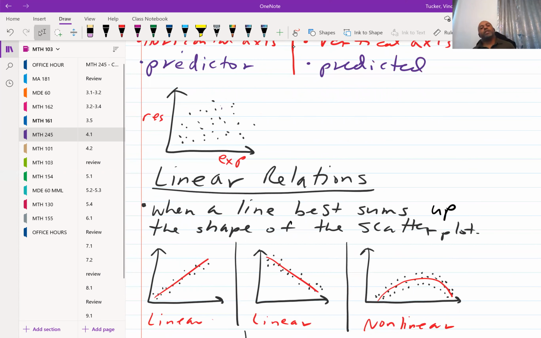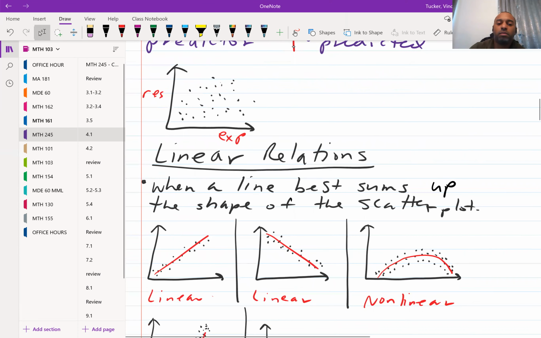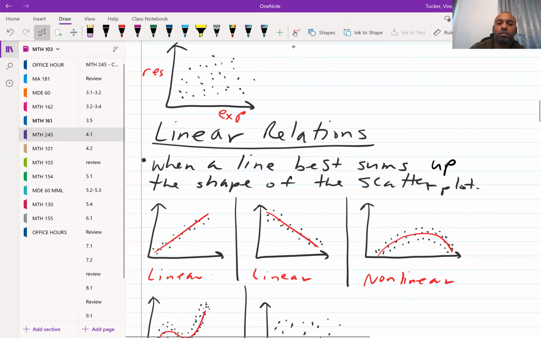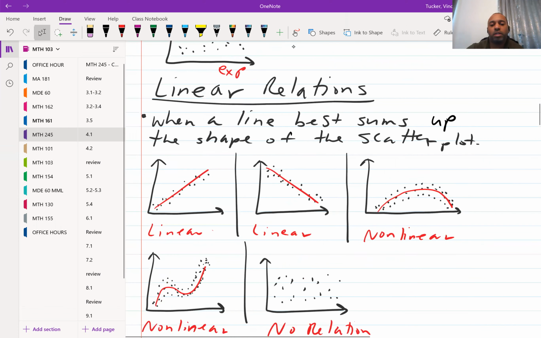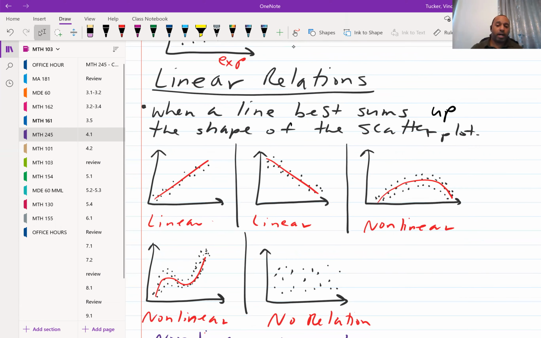All right, so a linear relation is when a line best sums up the shape of the scatter plot. So the first two examples would be considered linear. The next two are nonlinear. And that final one is no relation at all.